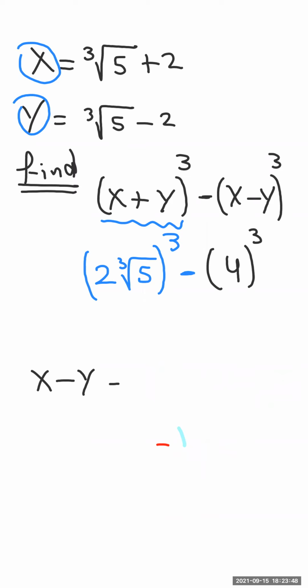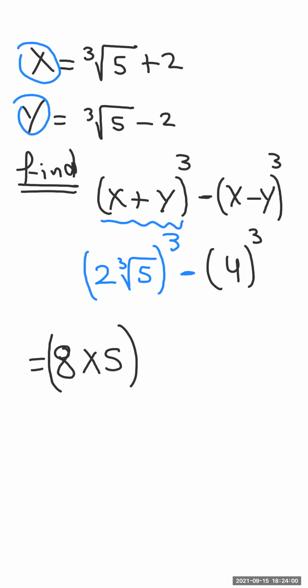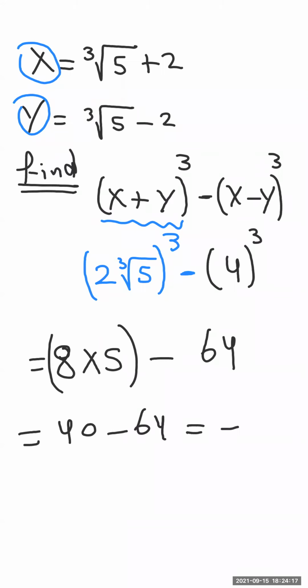Yes, Mr. Clear. So now, guys, 2 to the power 3 means 8, and cubic root of 5 to the power 3 means 5. Minus 4 to the power 3, which we said is 64, because 4 times 4 equals 16, times 4 again equals 64. So here, 8 times 5 is 40, minus 64. So it will equal negative 24. That's it.